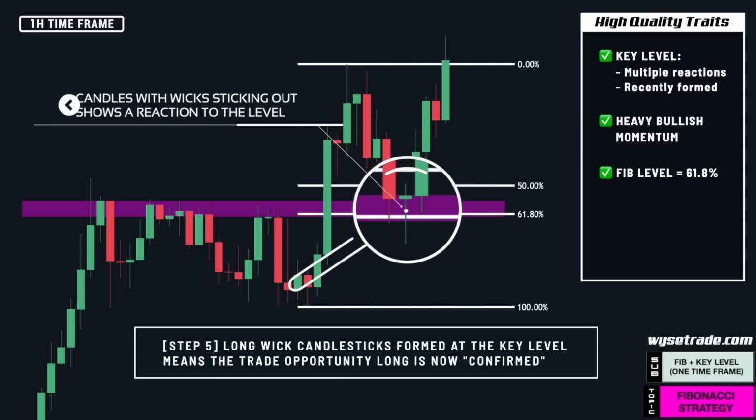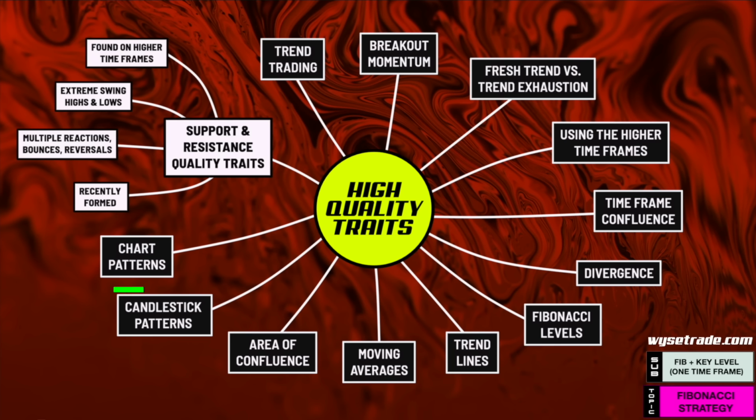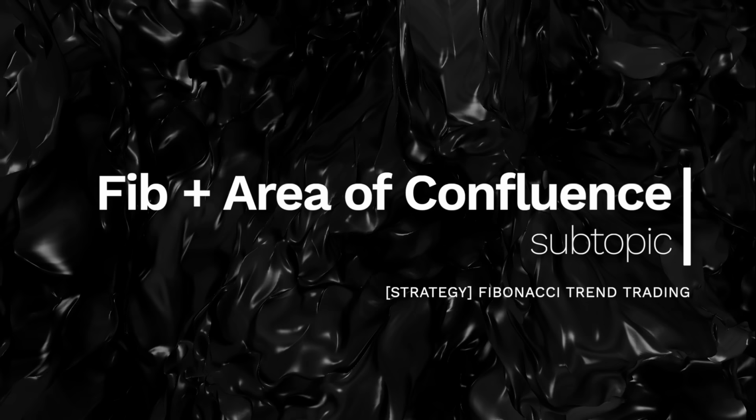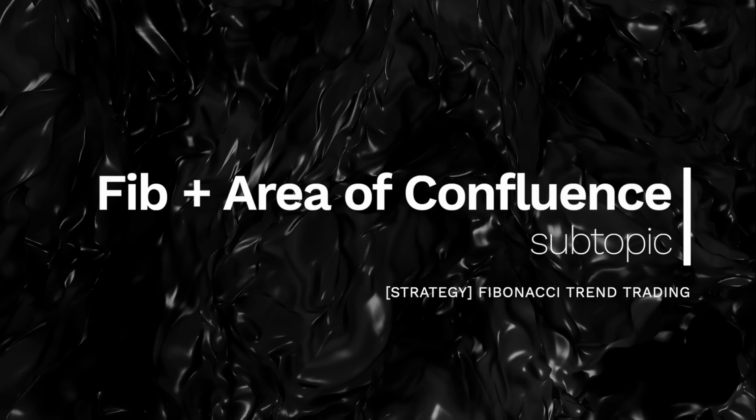These candles, with the wicks sticking out right at the level, show a reaction to the level, which then confirms the trade opportunity long. All these traits listed make this a high quality long trade opportunity. So this was just starting simple. Let's now take it up a notch and move into combining Fibonacci with areas of confluence.